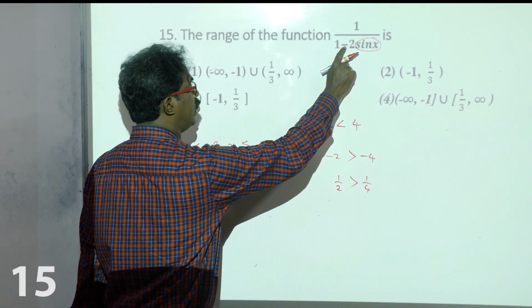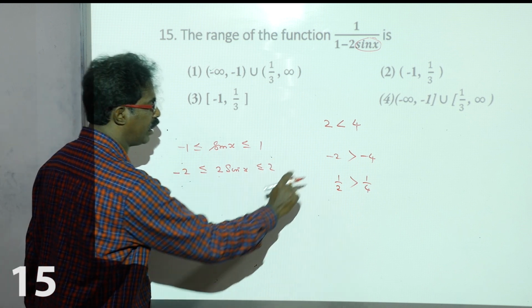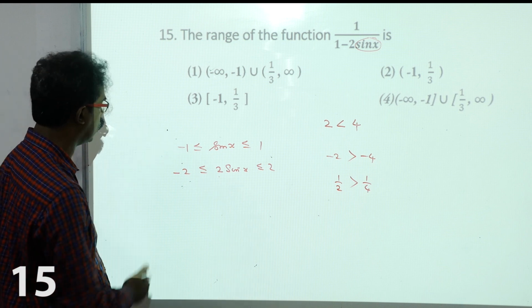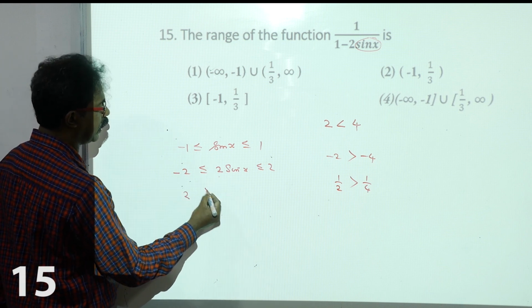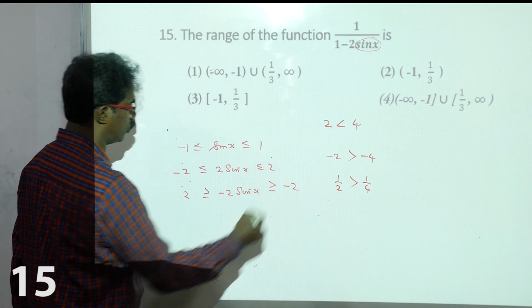Now minus of this. So we are changing the sign throughout. When you change the sign, the inequality reverses. Less than or equal to becomes greater than or equal to. Changing the sign, 2 is greater than or equal to -2 sin x, greater than or equal to -2.